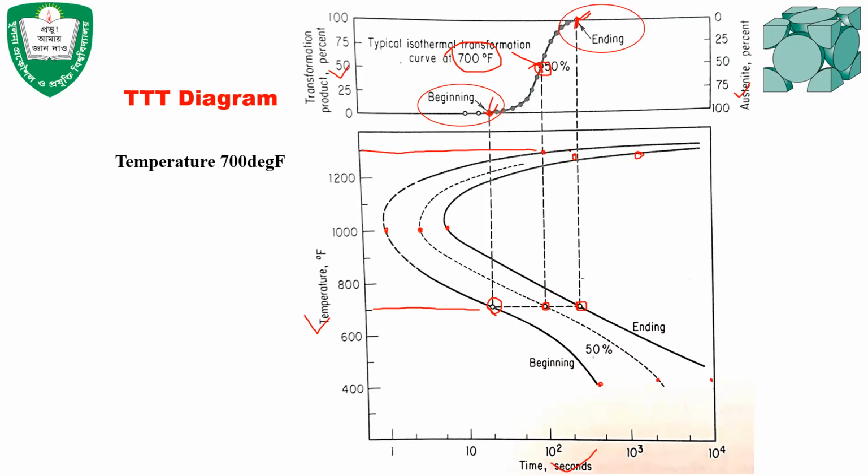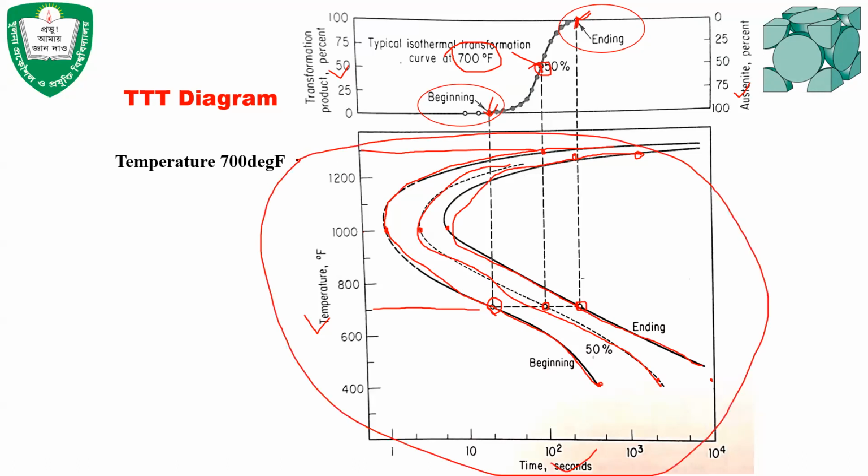Okay. And after connecting the starting time of the transformation, you connect all the points to get a line. You connect 50% transformation points to get another line, and you connect 100% transformation points to get another line. Okay, once you obtain all these 3 lines, then this graph is called the isothermal transformation diagram. Okay, did you understand how to construct the TTT diagram?